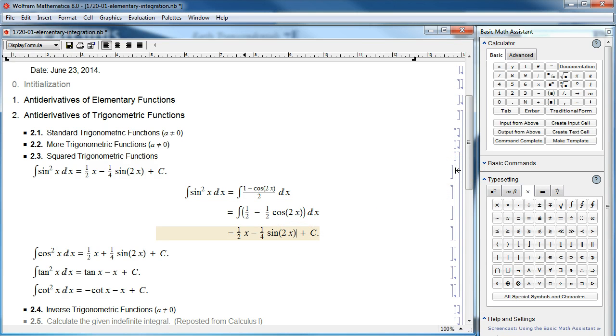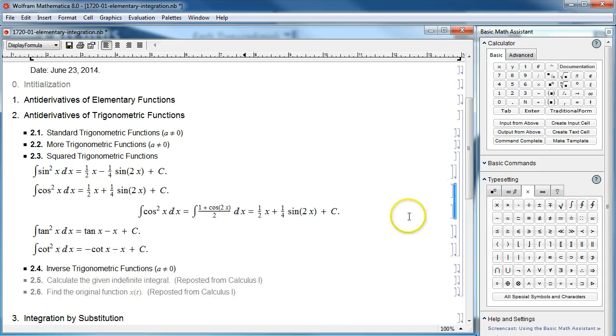You can do the same thing to cosine squared function. Again, by power reduction formula and some further computation, we have the answer.